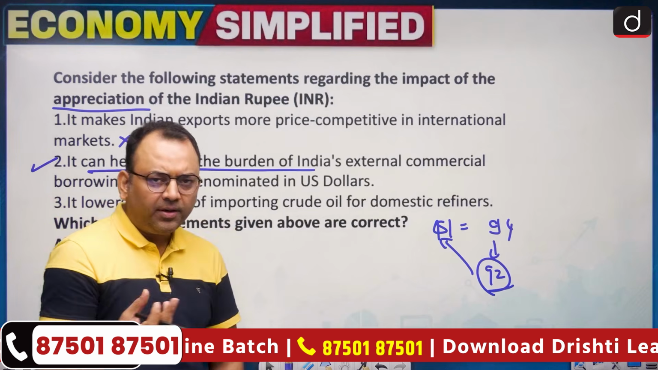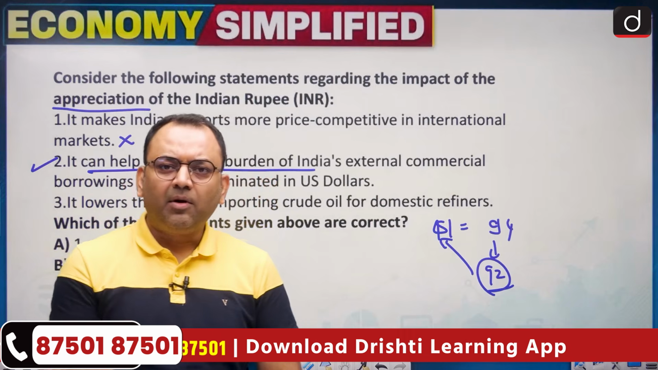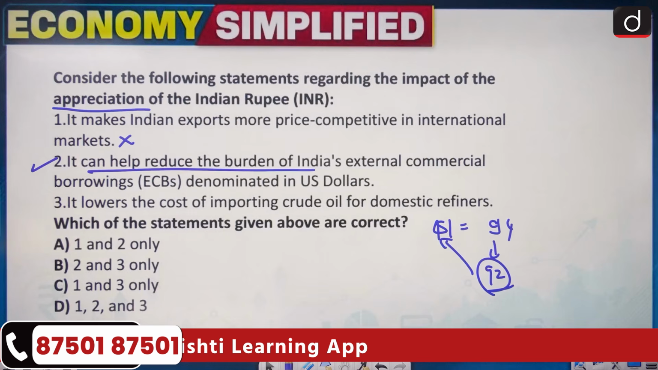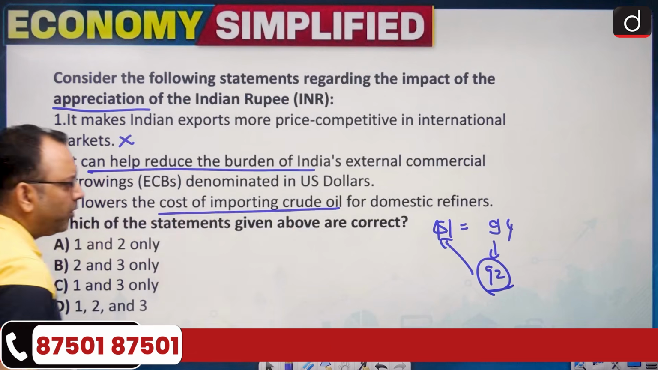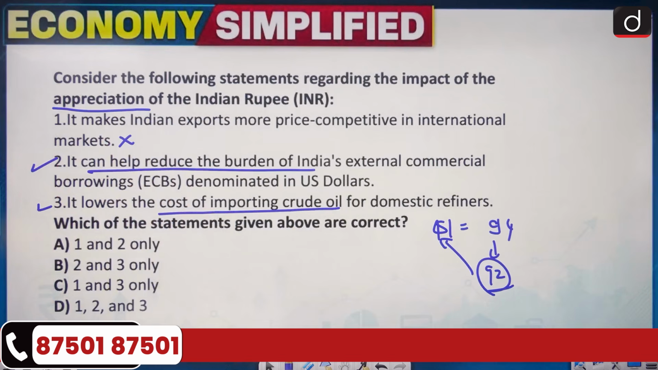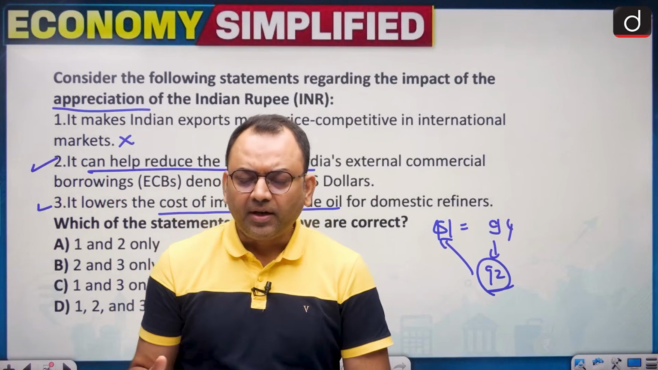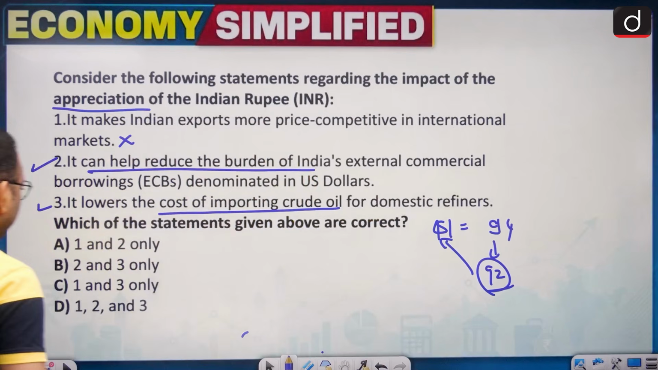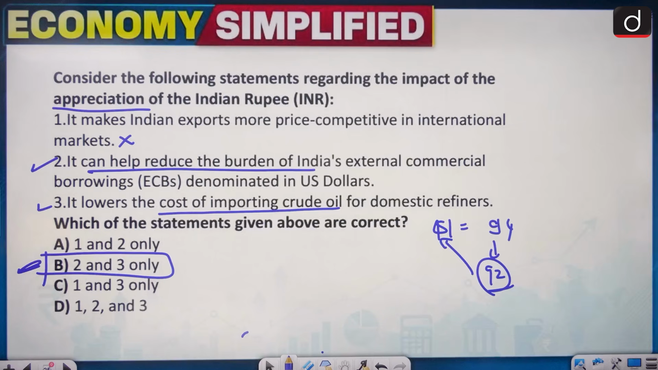Similarly, if I import a crude oil tanker, I have to pay fewer rupees for the same dollar. So it helps the importers, or it lowers the cost of importing crude oil for the domestic refiners. So the rupee appreciation helps imports but demotivates exports, right? It helps the payment of the external debt. So in this case, B, 2 and 3 are the correct answers, right?